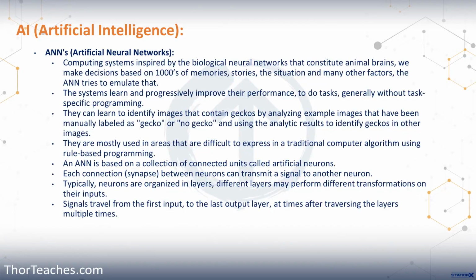I think I've talked about this example before. There are pictures that are labeled gecko, and there are pictures that are labeled no gecko. And through those images, the ANN can learn to identify geckos in other pictures, or identify if there are no geckos. And I know this is an oversimplification of how they learn, but in its basic form, that is how they learn. The ANN is based on connecting units called artificial neurons, hence the name. The neurons are normally structured in layers where the different layers perform different transformations on their input. So as the signal travels from the first to the last layer, it goes through multiple neurons and multiple layers.